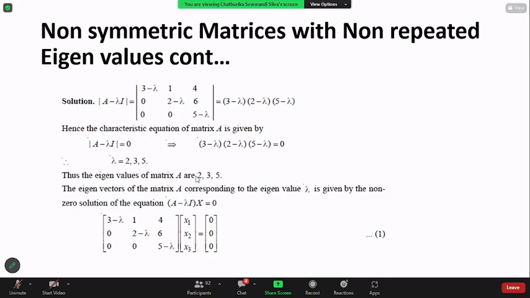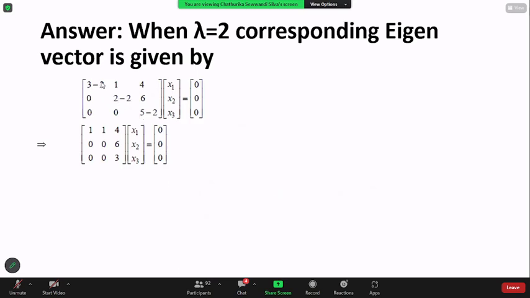Eigenvalue 2. So what we are doing is, instead of this lambda, now we know that we have 3 lambdas. As the first case, let's pick 2, and instead of lambda, we are going to substitute 2. Right? Wherever lambda appears, we substitute 2. So when you substitute 2 in place of lambda, you will get: 3 minus 2, 2 minus 2, 5 minus 2.